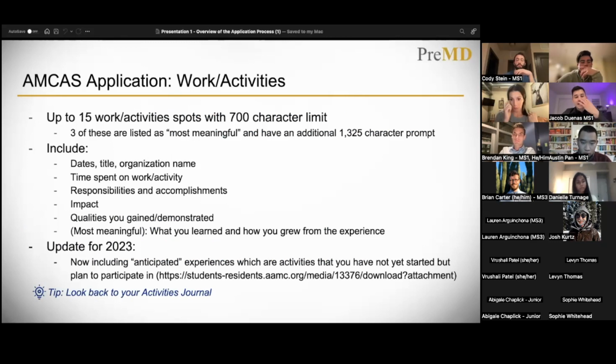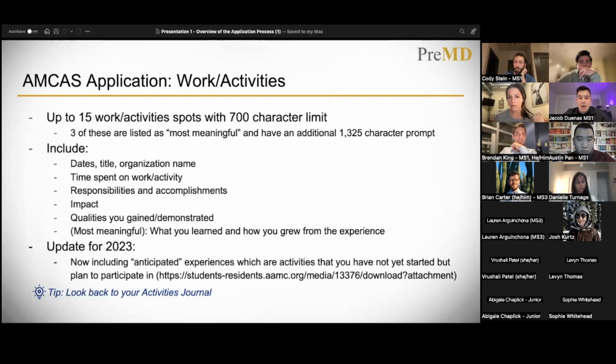For the work and activities section, this is where you get to write about your pre-med activities. And so you have up to 15 spaces to fill with activities. They all have a character limit of 700. 3 of these activities you'll get to designate as most meaningful. And so you'll get an additional 1325 characters to write about why that was meaningful to you.